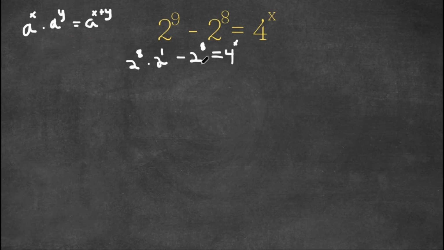Now, since we have two terms with 2 to the power of 8, I'm going to factor 2 to the 8 out of this expression. So now 2 to the power of 8 times, if we take out 2 to the power of 8 from 2 to the power of 8 times 2 to the power of 1, we're simply left with 2 to the power of 1, which is the same thing as 2, and minus 2 to the power of 8 divided by 2 to the power of 8 is 1. And this is still equal to 4 to the power of x.